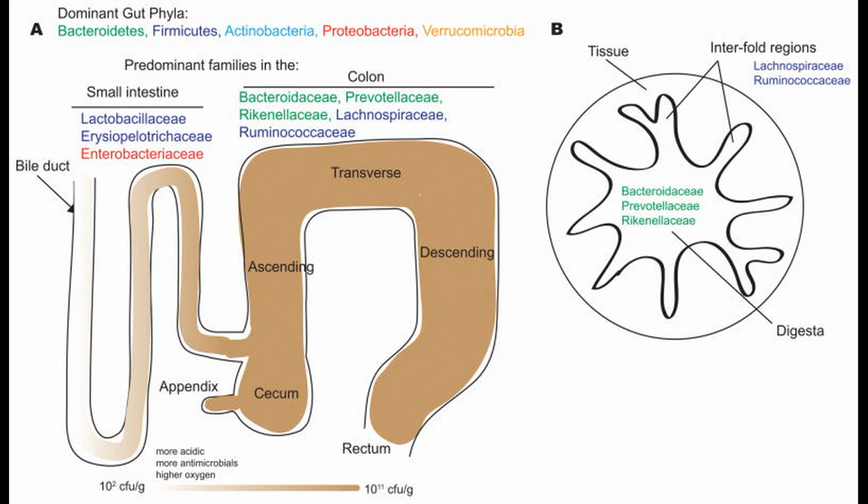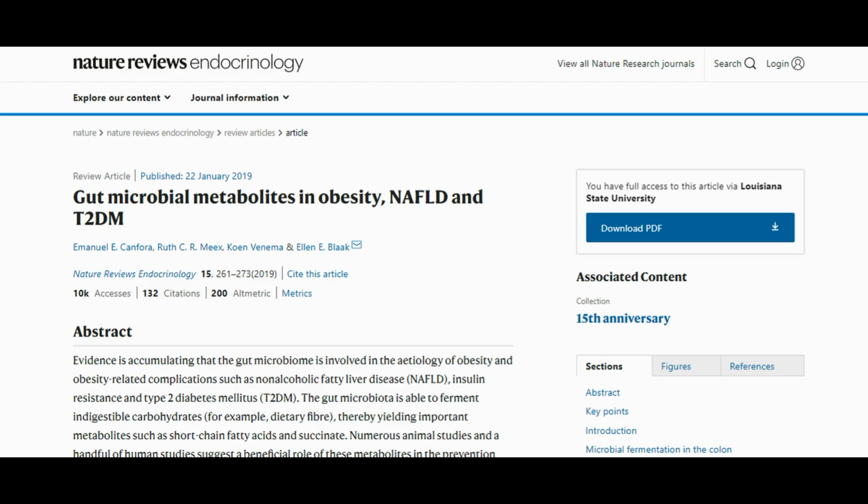Humans, too, house various bacteria and archaea, especially in the gastrointestinal tract, including members of the phyla Bacteroidetes, Firmicutes, Actinobacteria, Proteobacteria, and Verrucomicrobia. These can break down foods into certain metabolites, and those metabolites can have pretty major effects on our health. For instance, researchers have shown that dietary fiber is broken down by our gut microbiota into short-chain fatty acids and succinate, which help regulate gut homeostasis, thus preventing obesity, non-alcoholic fatty liver disease, and type 2 diabetes mellitus.